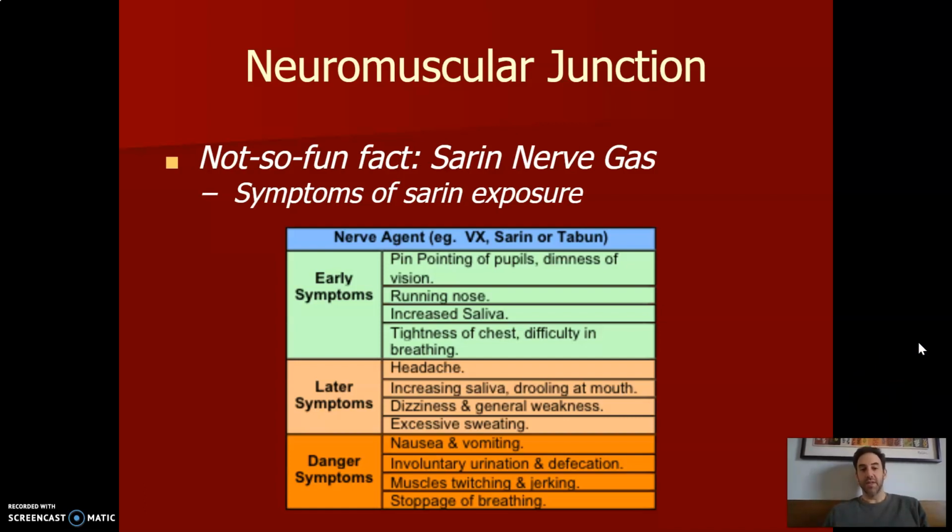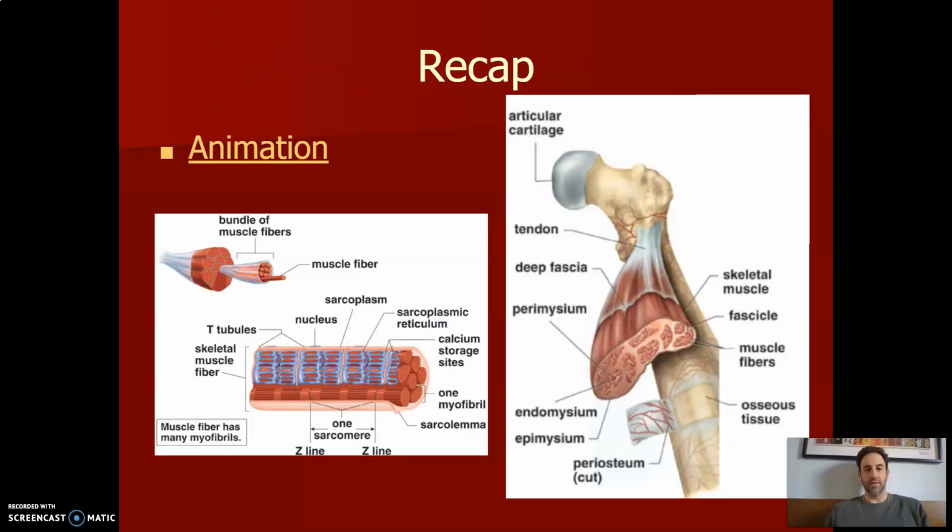drooling at the mouth, foaming at the mouth, and then even your heart is cardiac muscle, and that goes into spasms, and that's what eventually kills the person. And so you can understand why this is such a nasty thing. By keeping that acetylcholine in that synapse for too long, it causes that overstimulation of muscle, which is not a good thing.